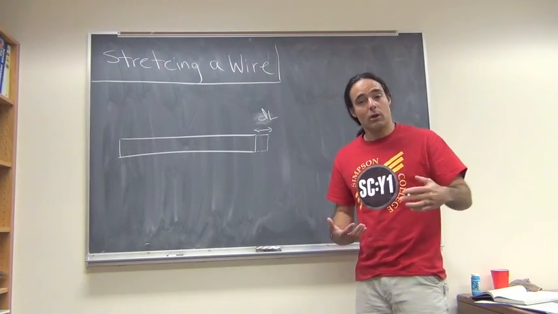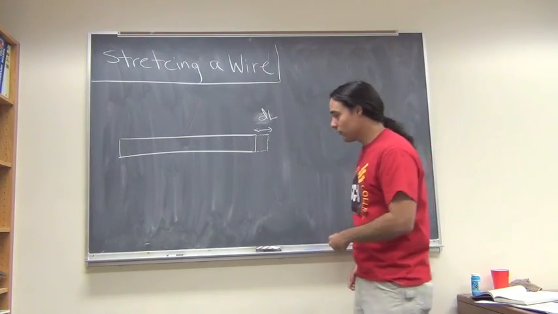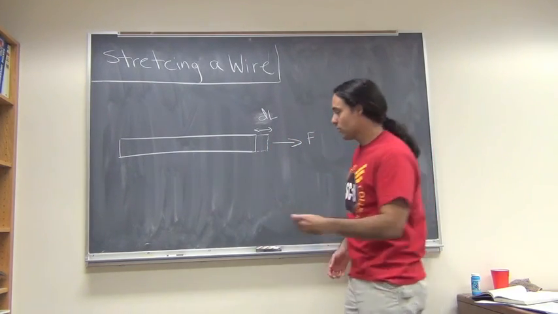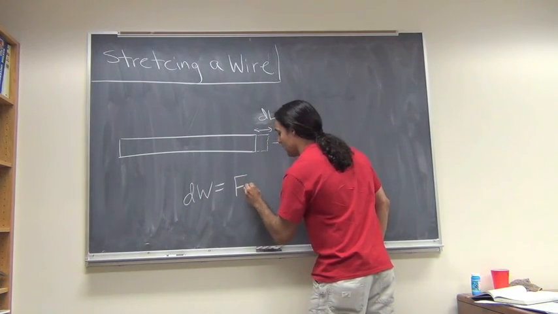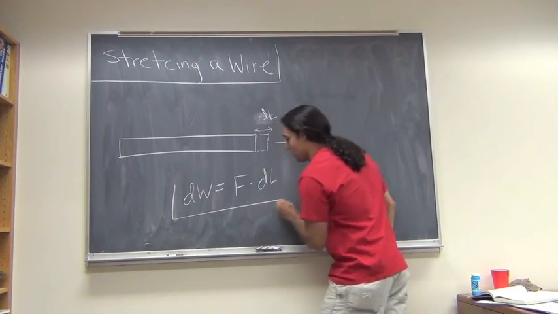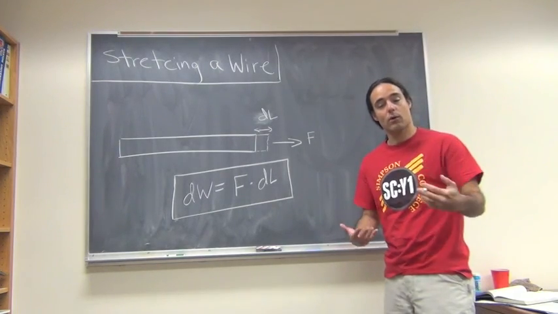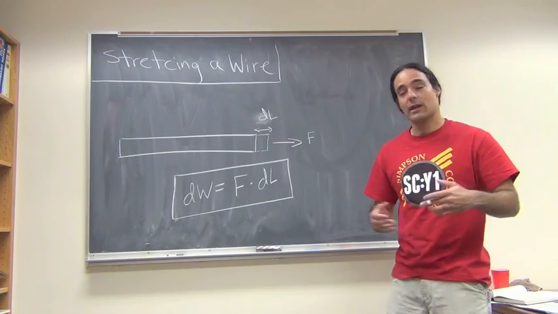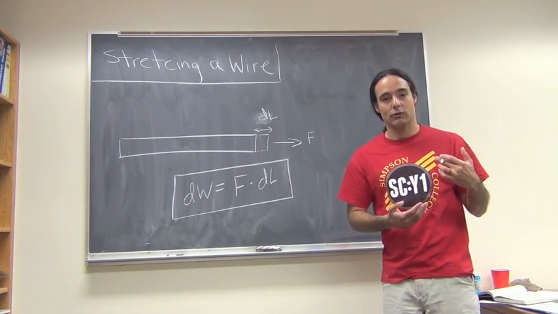Well, I'm doing some work on the wire. I'm giving it potential energy by stretching the wire out some distance. If I'm applying some force F, the work is pretty simple. It's just going to be F dot dl. So very similar to the original definition of work we saw before, F dot dx. Here, it's just going to be the force you apply to stress times the amount of strain you get in the material, which is equivalent to how far it's going to stretch.